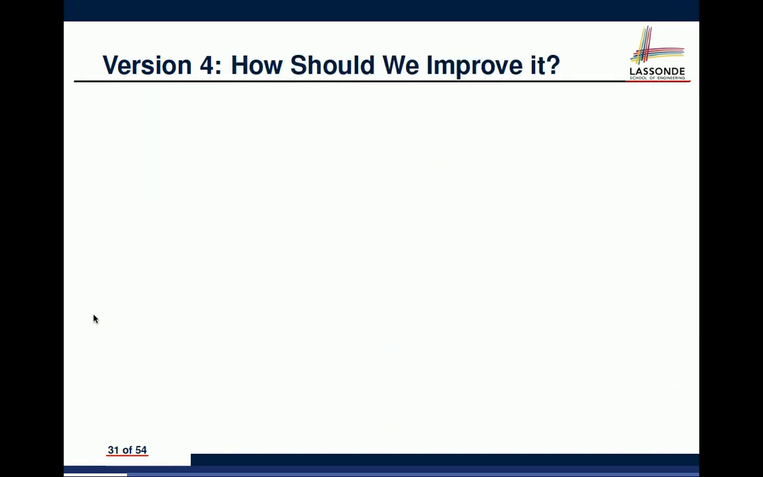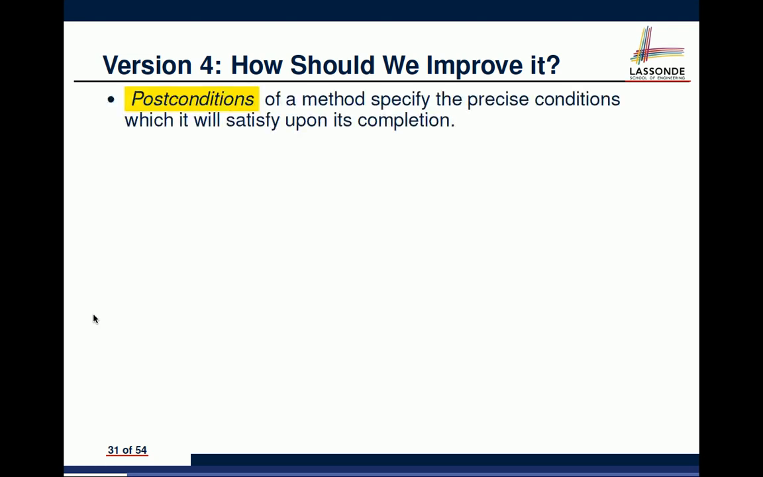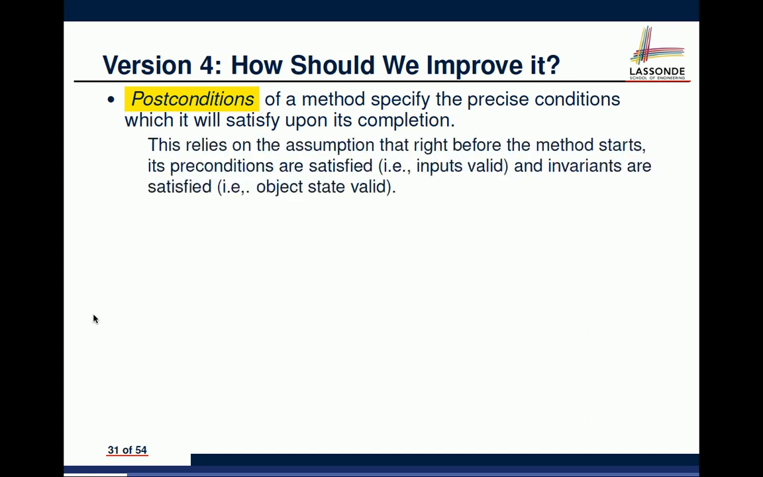Now, how should we improve it? The answer is we want to add an appropriate postcondition to the method. In this particular case, it's very easy to write, but let's get a feel. Even for an easy postcondition like this, it's already quite inconvenient to code in Java. Let's just talk about postcondition in general. A postcondition specifies the precise conditions which the method will satisfy upon its completion. Now, can you just read it for me? Just read it first, and then I'll try to rephrase it a little bit for you.